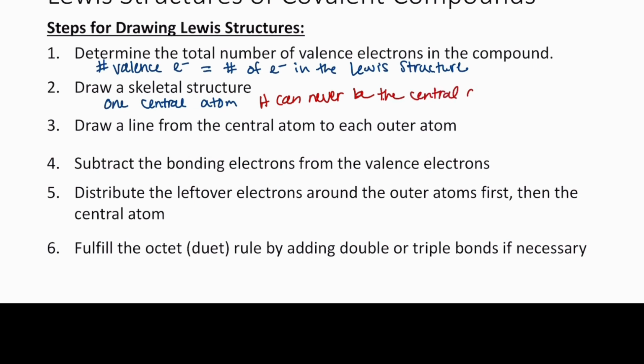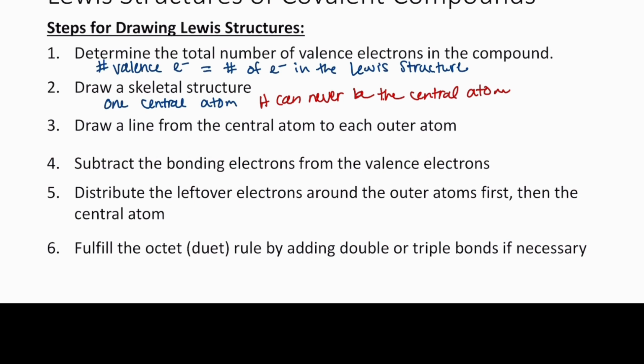And that's because it's just not big enough. It can only ever hold one bond. It can have a total of two electrons around it, so it can't ever be the central atom.